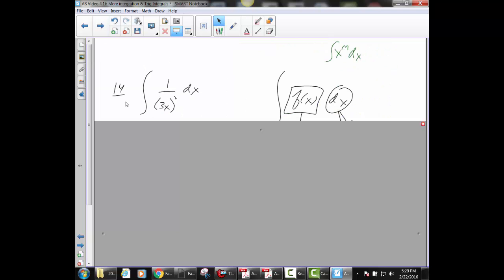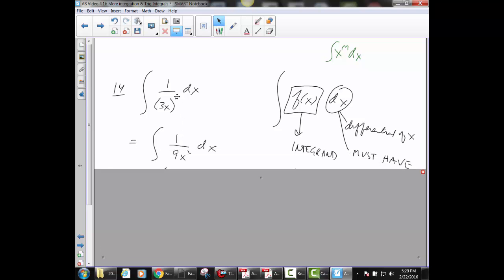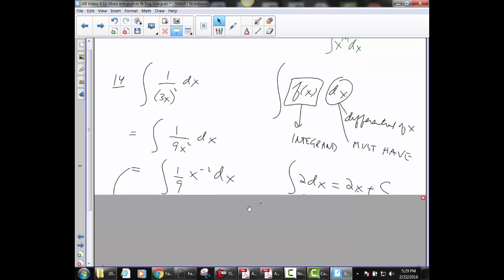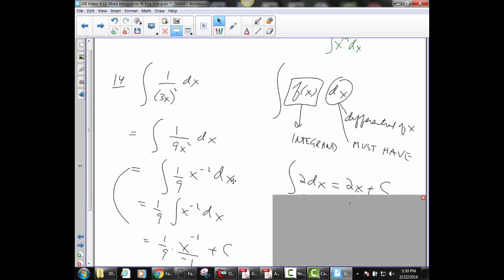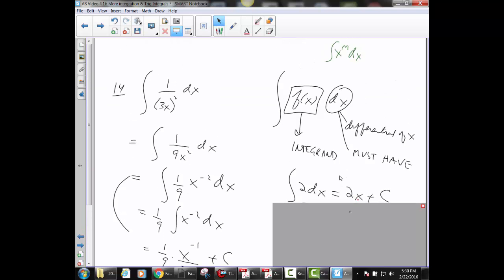Okay, if you had something like this, number 14 from the book, I would definitely simplify it first. This is 9x squared, and then realize that only this x is squared, so only the x would come to the top. So what happens is I can pull out the 1/9. I'm integrating x to the negative 2 dx. Remember, I'm adding 1 to the exponent and then dividing by that new exponent, and you'll get negative 1 over 9x plus c.